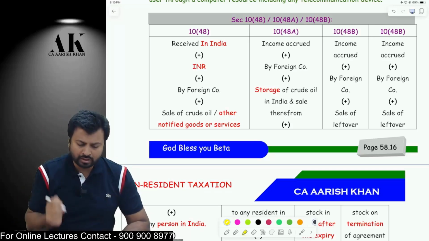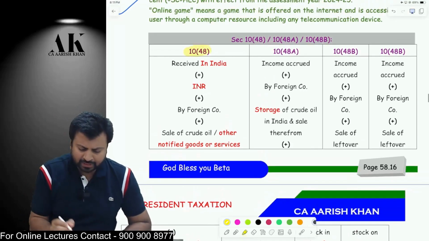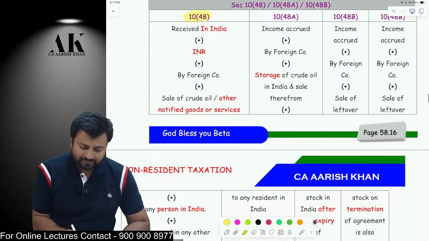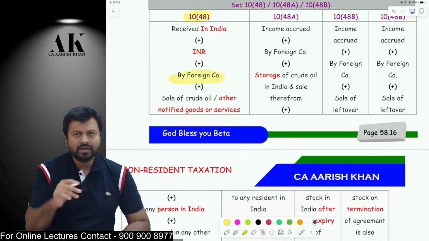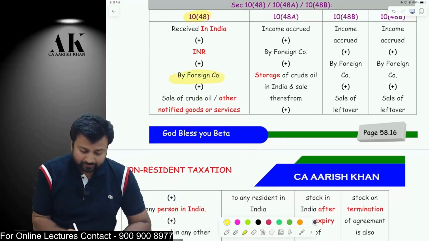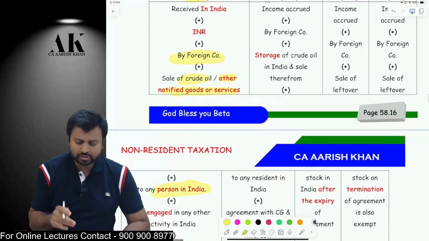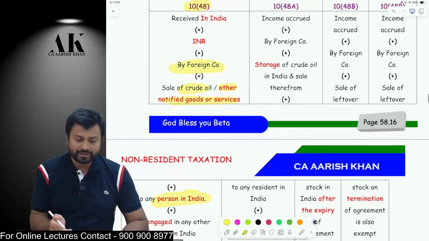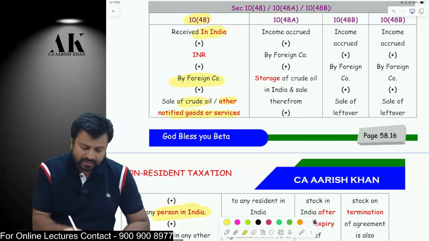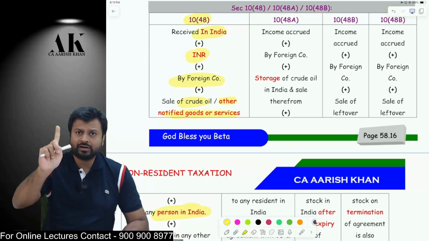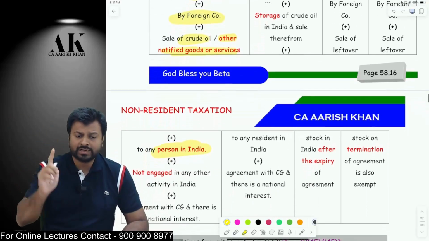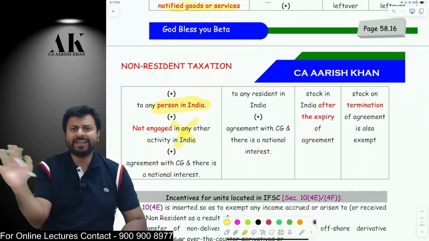So let's talk about the very first thing, that is section 10(48). What is 10(48)? Section 10(48) gives exemption to a foreign company. What does the foreign company have to do? They have to sell crude oil or other goods and services notified by the government. They have to sell to whom? They have to sell the crude oil to any person in India. And they have to receive the money in India, in INR. They cannot receive it in foreign currency. They cannot receive it outside India. They should not be engaged in any other activity in India.